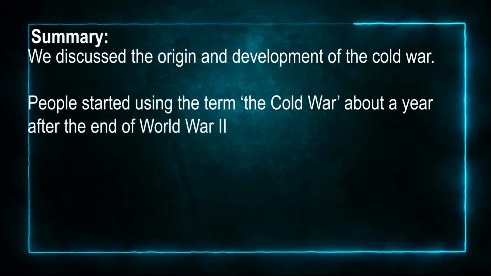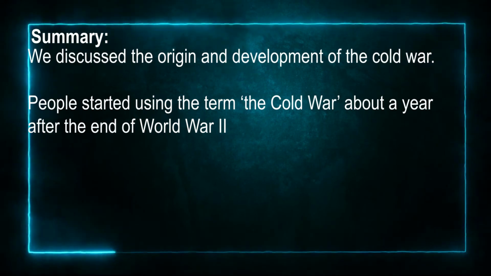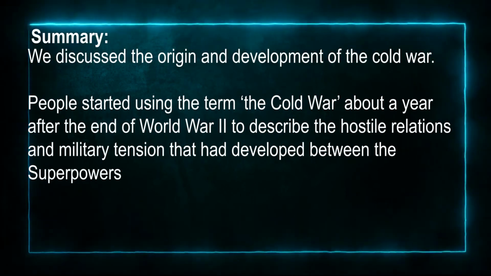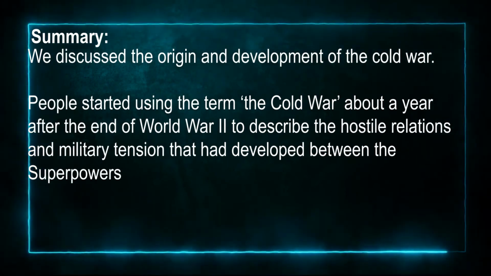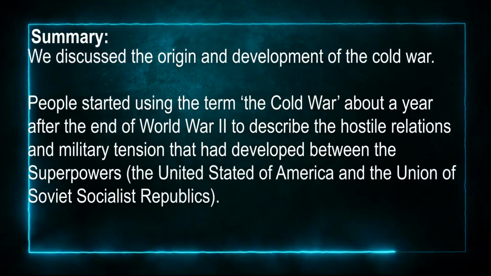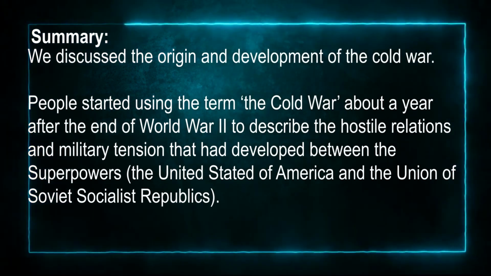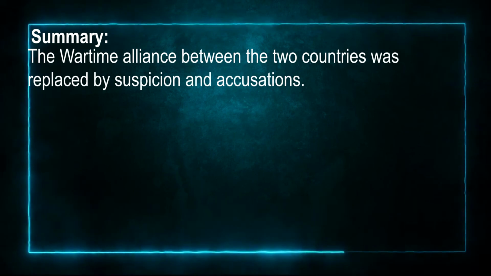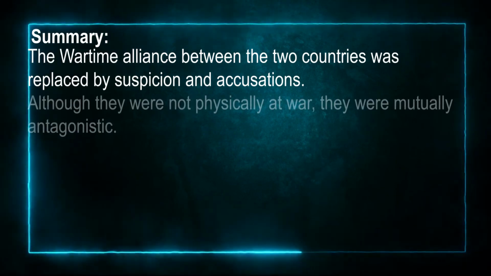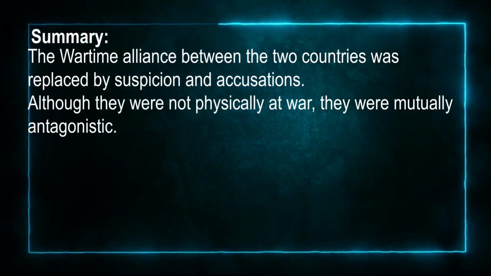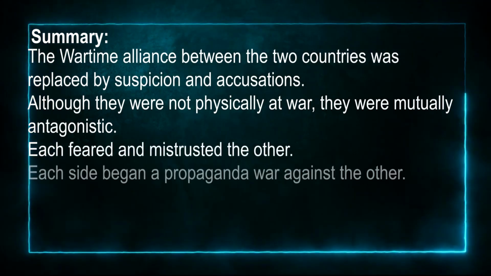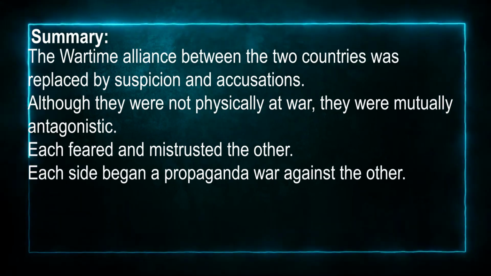People started using the term the Cold War about a year after the end of World War II to describe the hostile relations and military tension that had developed between the superpowers, namely the United States of America and the Union of Soviet Socialist Republics. The wartime alliance between the 2 countries was replaced by suspicion and accusations. Although they were not physically at war, they were mutually antagonistic. Each feared and mistrusted the other. Each side began a propaganda war against the other.